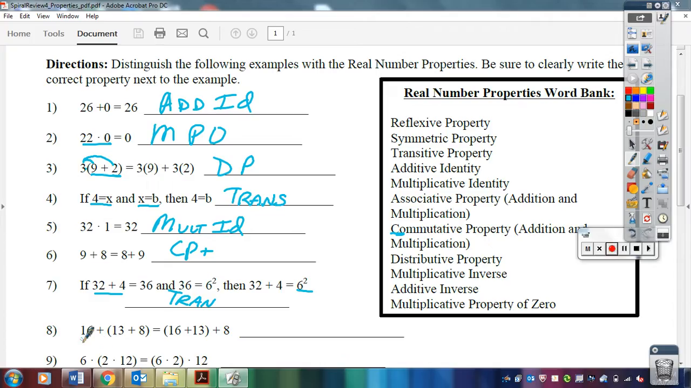Number 8, 16 plus 13 plus 8 equals 16 plus 13 plus 8. Notice that the order stayed the same, but 13 was hanging out with 8, and now 13 left 8 and is now hanging out with 16. And 8 has been excluded. It's been bullied out. That is the associative property of addition. Why addition? Because it's only plus signs there.